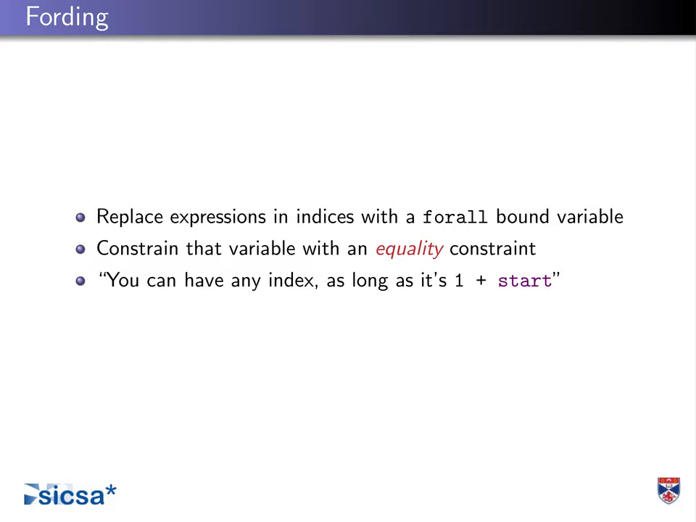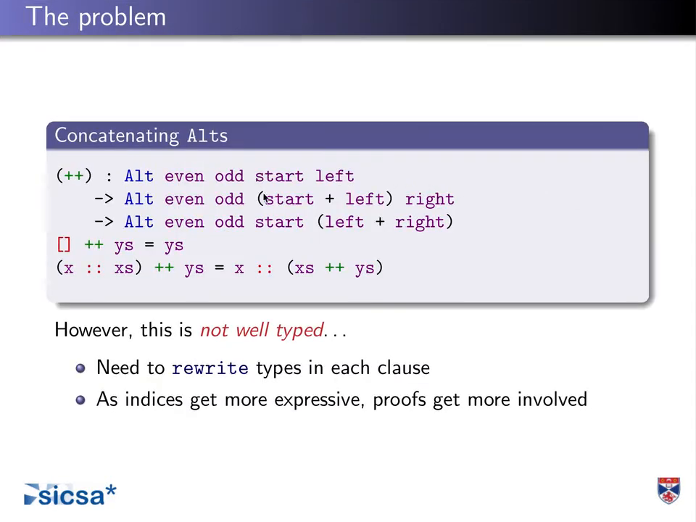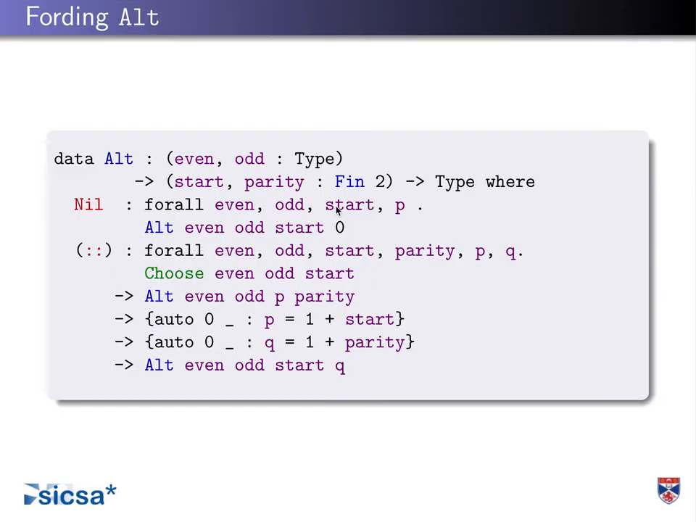The basic idea is you replace the expressions in the indices with a for all bound variable, so you can have any one of these that you like, and we'll constrain that variable with some constraint that restricts what that variable could be, hence the name fording. You can have any index as long as it's 1 plus start, for example. So you can have any index as long as it's start plus left. So rather than, in this case of concatenating lists, saying start plus left here, we will for all bind it, and then we'll give a constraint that it must be equal to start plus left.